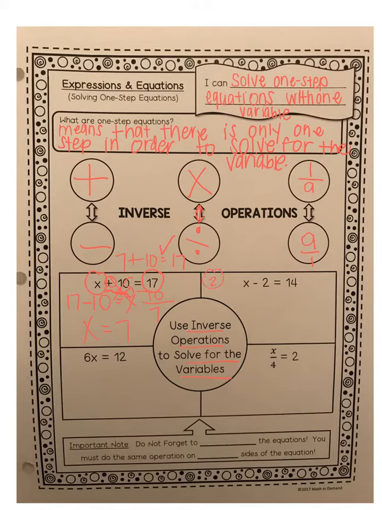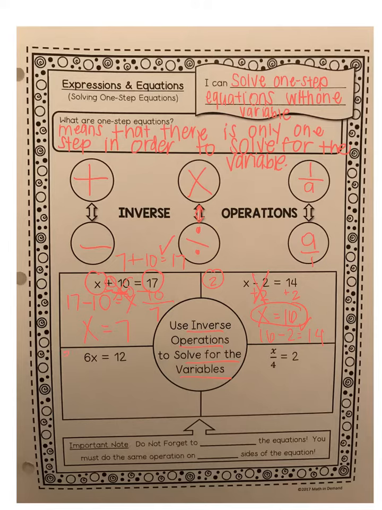In example number 2 over here, I have x minus 2 equals 14. The inverse operation of subtraction is addition. So I'm going to add 2 to both sides. That cancels it out on the left, leaving just your variable x. And now x is equal to 16. I can substitute in 16 minus 2 equals 14, and that is in fact true. So I know that x does equal 16.